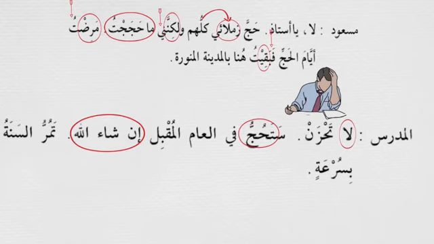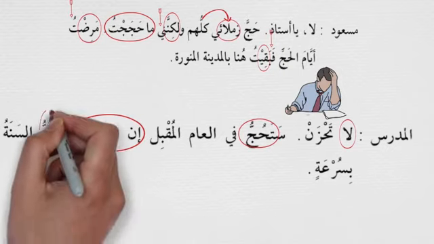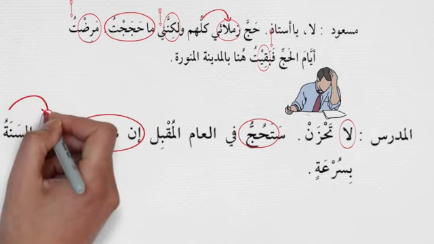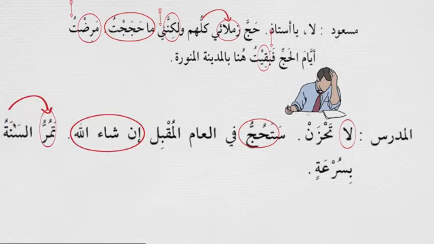So tamurru as-sanatu. So marra yamurru is to pass by. So tamurru. So what we're looking for is the fa'il. If we see with marfu', we have the sign of marfu', as-sanatu, the year. So why is it tamurru? Because it is ta marbuta, it is feminine, so that's why it is not yamurru, it is tamurru. So the year will pass by bisur'a, quickly. So don't be sad. You will perform Hajj in the coming year, inshallah. The year will pass very quickly.